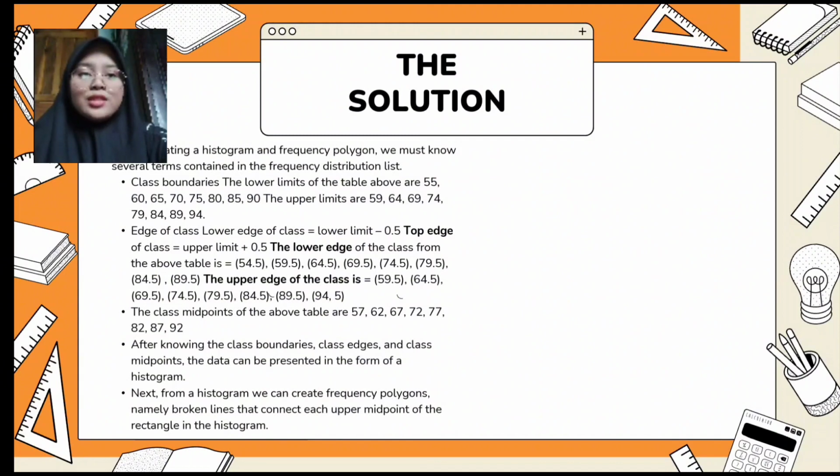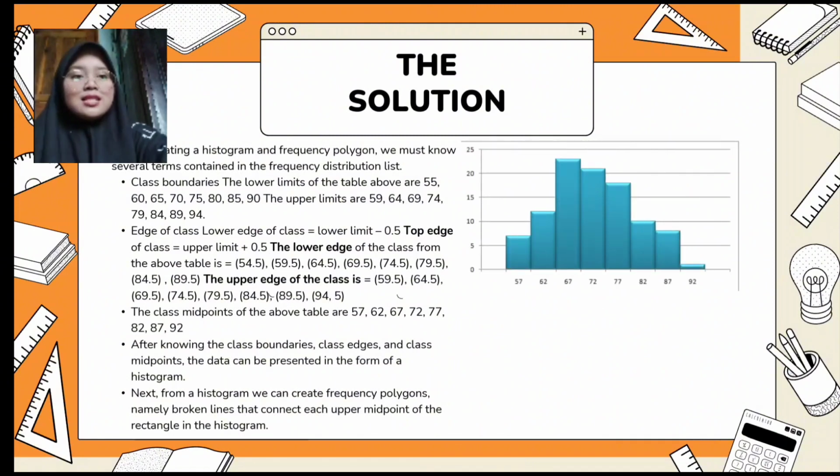After knowing the class boundaries, class edges, and class midpoints, the data can be presented in the form of a histogram. This is the histogram with values of midpoint. The midpoints are 57, 62, 67, 72, 77, 82, 87, and 92. Next, from a histogram, we can create a frequency polygon, namely a broken line that connects each upper midpoint of the rectangles in the histogram. This is the polygon.